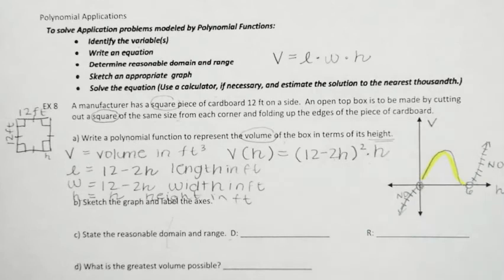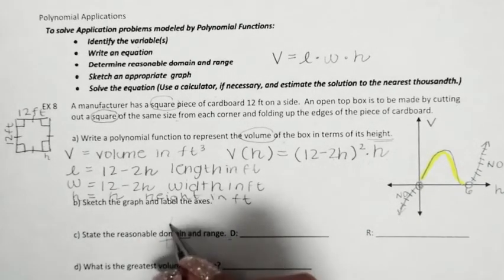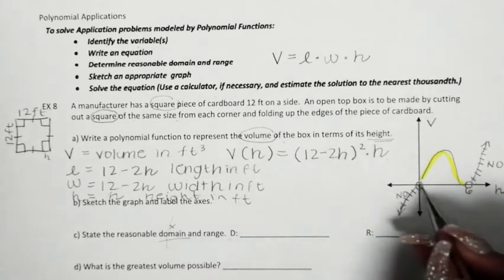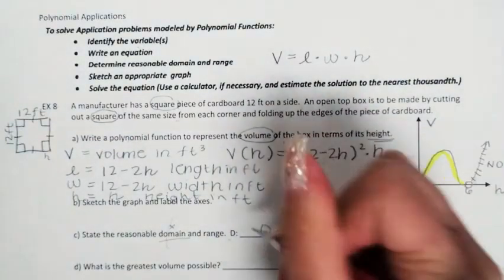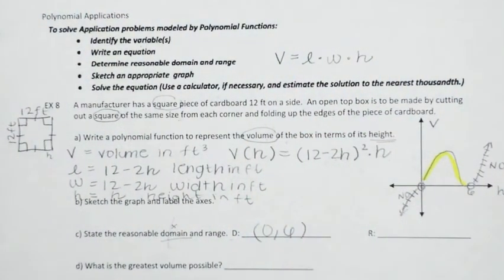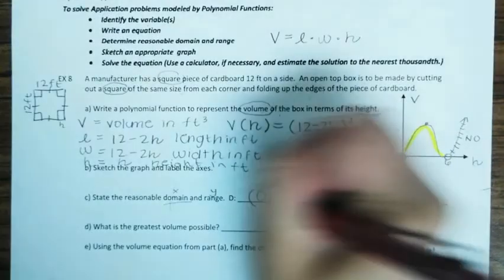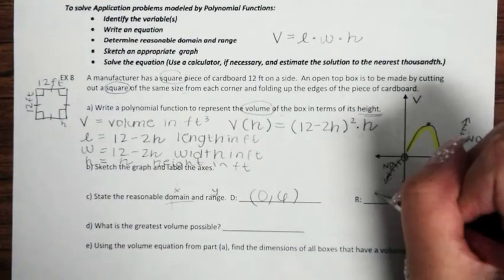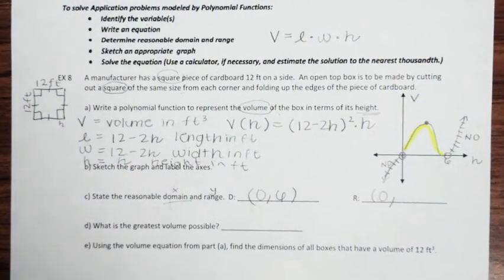So visually you have this. Now state the reasonable domain. Remember, the domain is the x's, or in this case the h. For the h, you start at 0 and you end at 6, so it's from 0 to 6, and you are not going to include the extremes, therefore you use parentheses. For the range, the range is the y. The lowest point that makes sense for your domain would be 0, and then the highest point would be this one that you don't know.